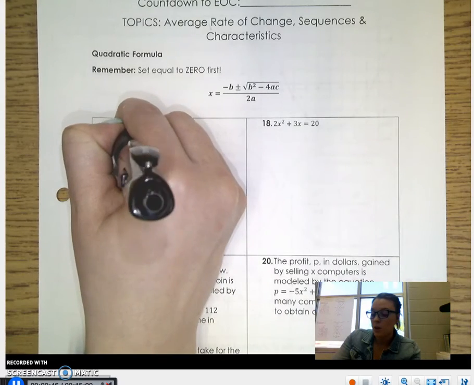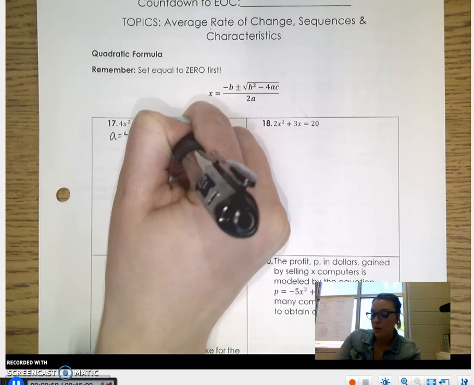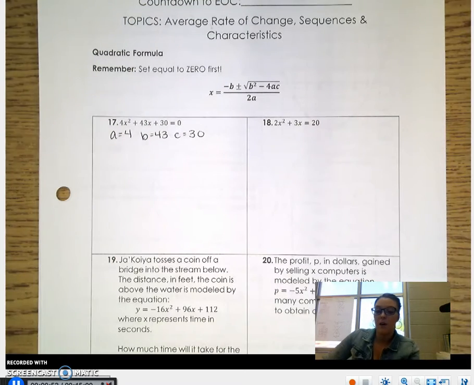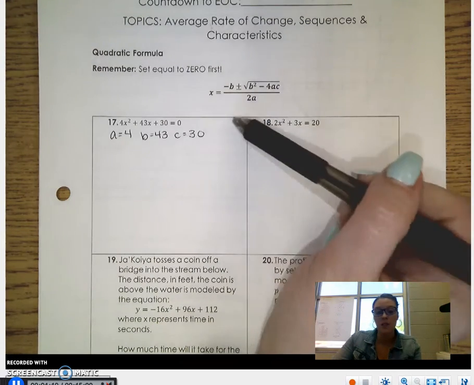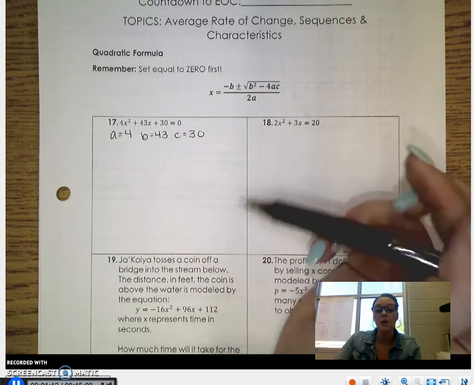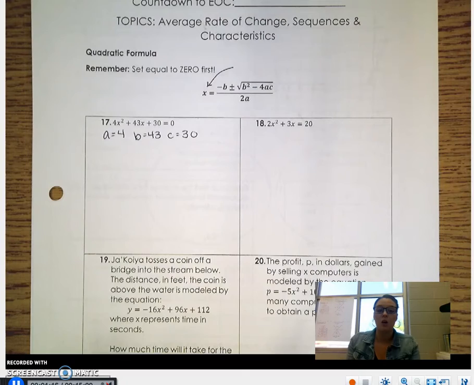To use the quadratic formula, I need my a value, my b value, and my c value. The good thing about using the quadratic formula is you do not have to find your greatest common factor first. You can just jump in with your a, b, and c value without worrying about the greatest common factor like you do when you're factoring. The quadratic formula is given to you right here, and it's also given to you on your formula sheet. Notice that when using the quadratic formula, you're solving for x.